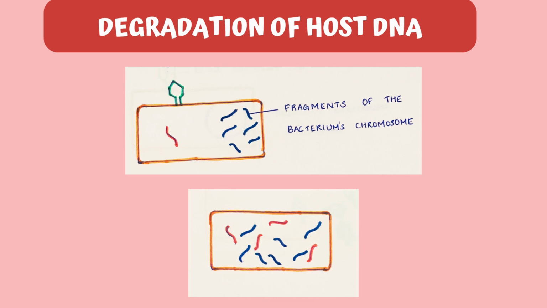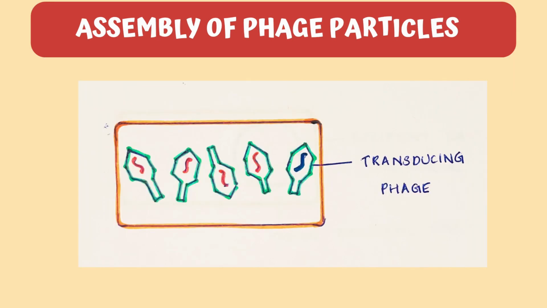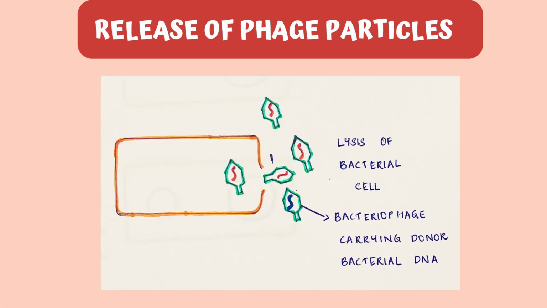During this process, the host bacterial DNA is often fragmented. Assembly of phage particles. As new phage particles are assembled, some of them mistakenly package fragments of host bacterial DNA instead of phage DNA. These phages containing bacterial DNA are known as transducing phages. Release of phage particles. The host bacterium eventually lyses, releasing both normal phages containing phage DNA and transducing phages containing bacterial DNA into the environment.